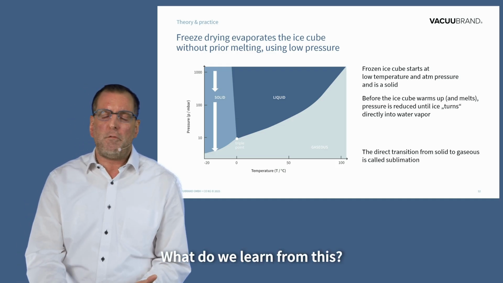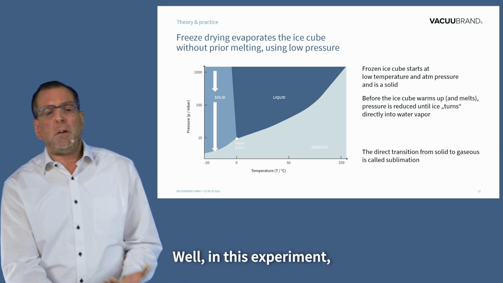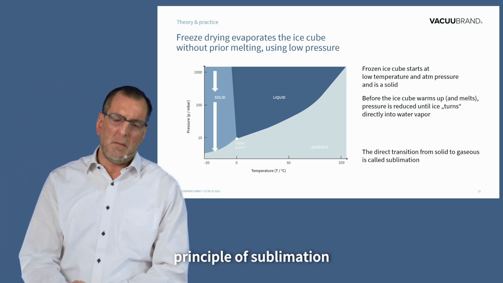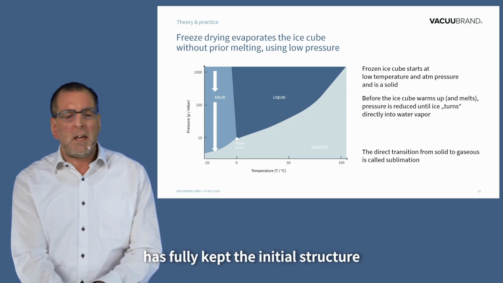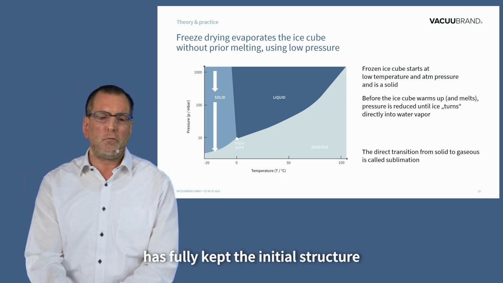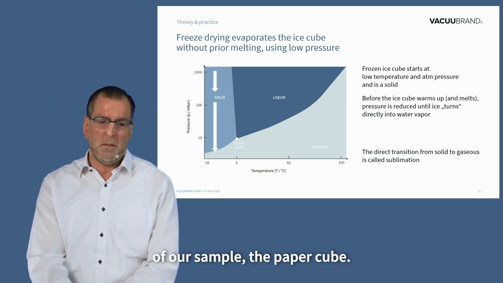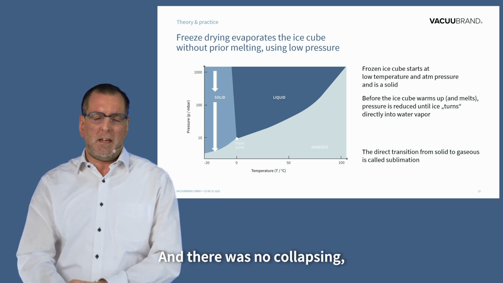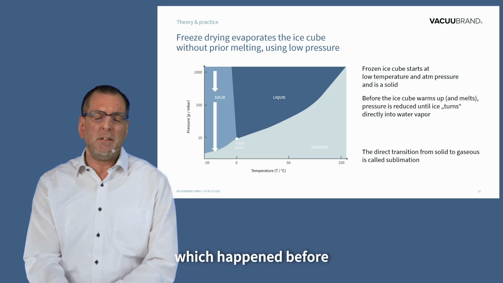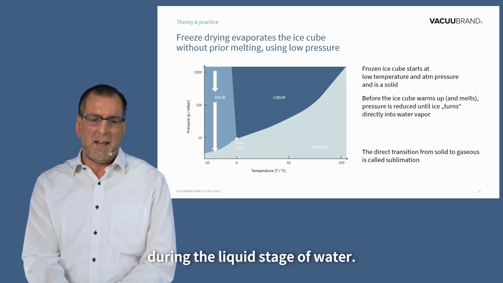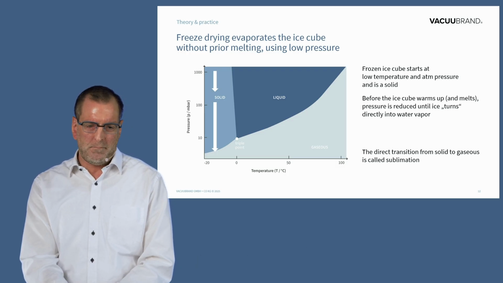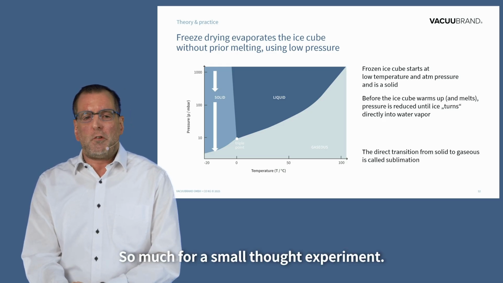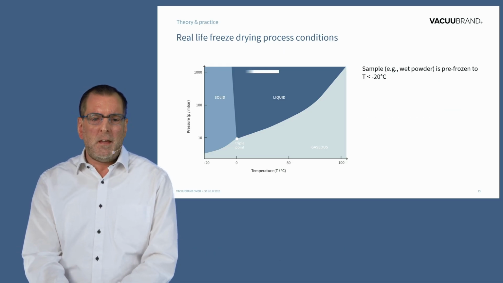What do we learn from this? Well, in this experiment we see that the process of freeze drying with its background principle of sublimation has fully kept the initial structure of our sample, the paper cube. And there was no collapsing which happened before during the liquid stage of water. So much for a small thought experiment.